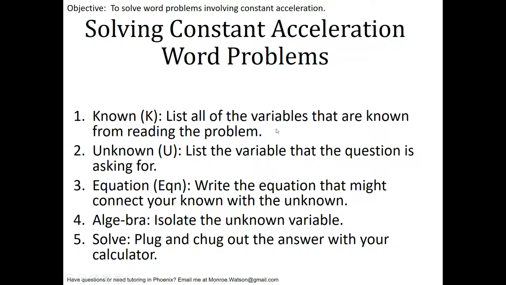Under unknown, or U, you're just going to list the variable that the question is asking you to solve for. The next step, I like to call it EQN, which is short for equation, and that's when you're going to write down the equation that you think might connect your known to the unknown. Then you're going to do the algebra, meaning you're going to isolate your unknown variable. And the last step, step number 5, is to just solve it by plugging and chugging out the answer with your calculator.